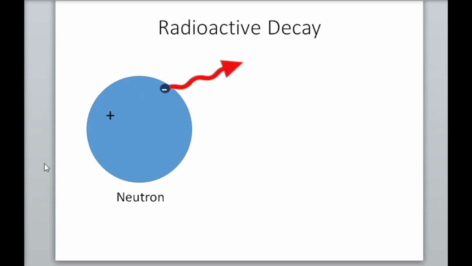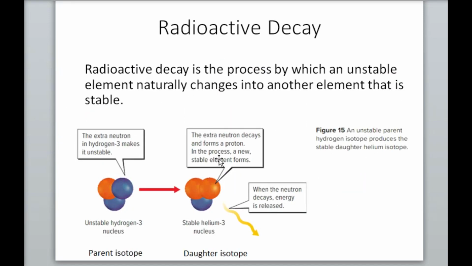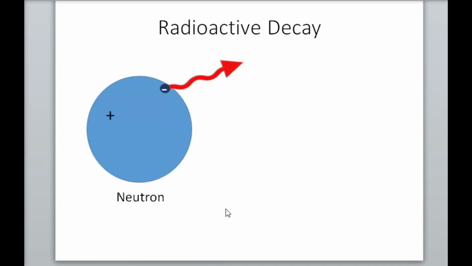And what's happening is this thing goes away, and this is what we would call beta decay or beta radiation. What you're left with is this electron which has gone away, and this which has now only got a positive charge, and therefore it's no longer a neutron, it's a proton. So that is what's happening over here. Okay, so a parent turning into a daughter isotope.